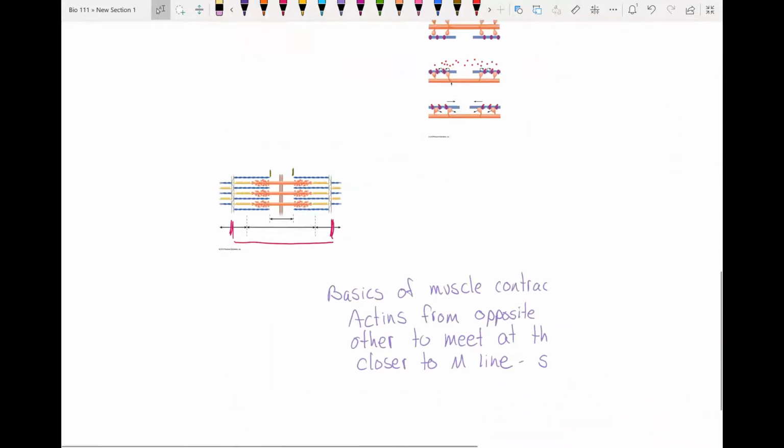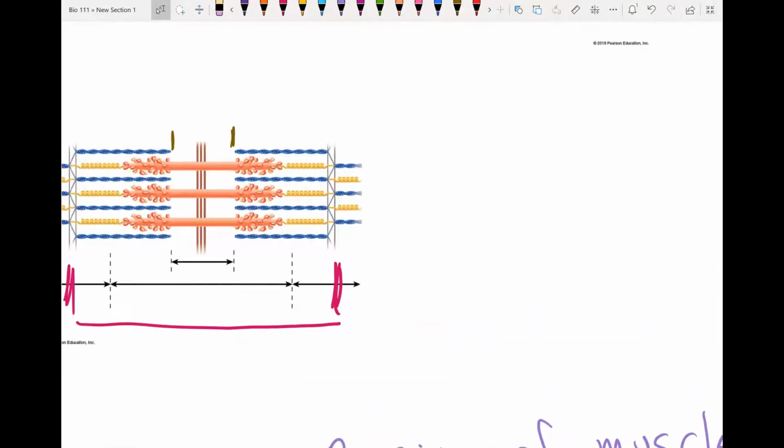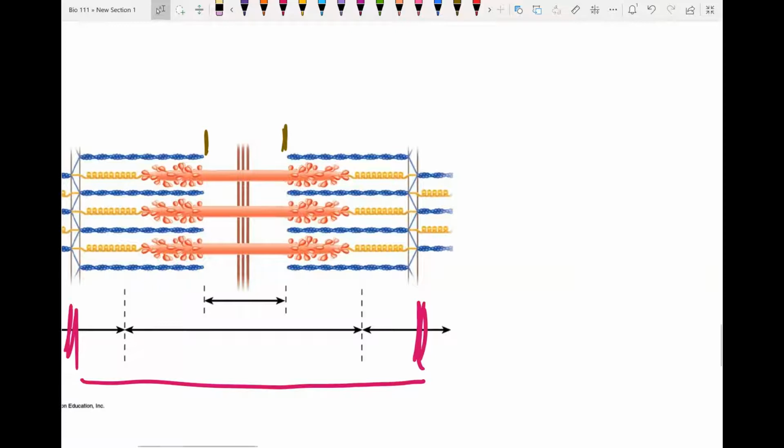So now let's go into a little more detail of how this happens. The actins can't just magically move. Something has to make them move. That's where the myosin comes in. The myosin has all these heads. See all these little bumps here? These are myosin heads. The myosin heads are going to grab the actin and pull it in.